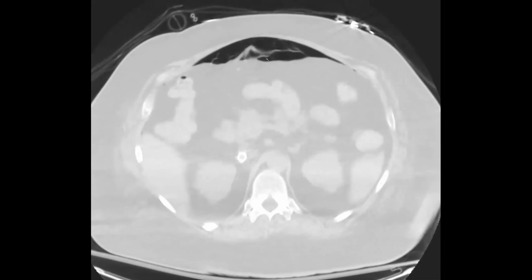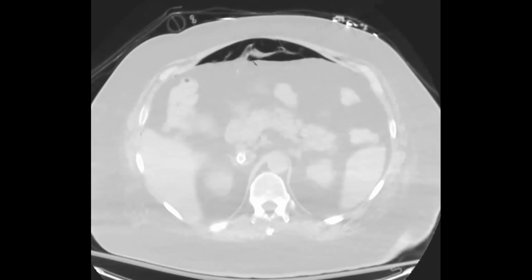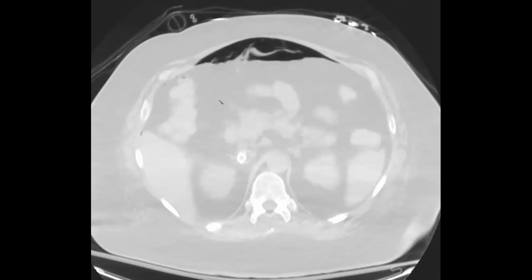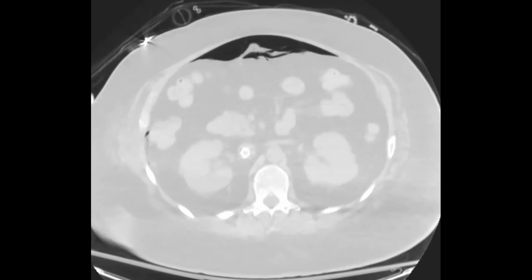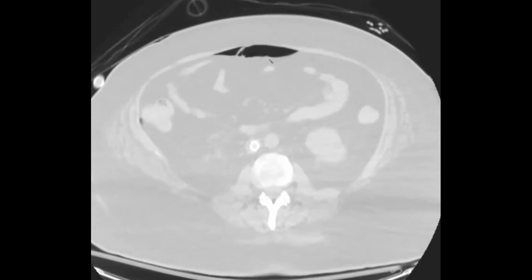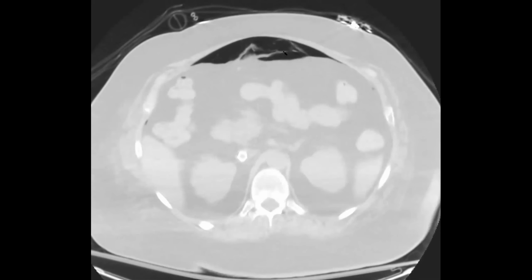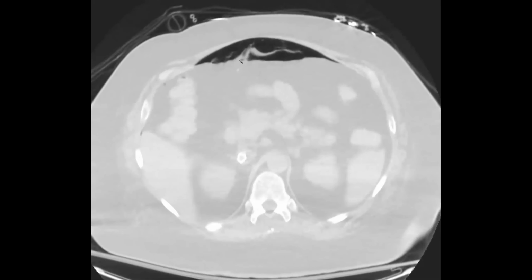And basically what you can see is that it's not really free air. It's not just going elsewhere in the peritoneal cavity. It's basically anterior to the peritoneum. And so this is in what we call the preperitoneal space. It's basically the space between the peritoneal lining and the transversalis fascia.